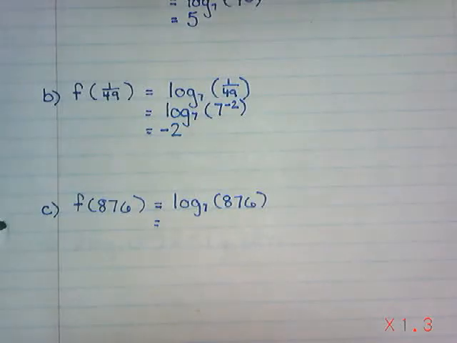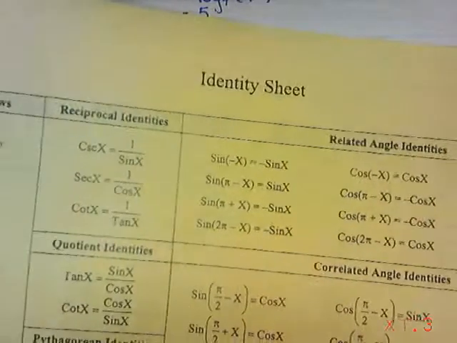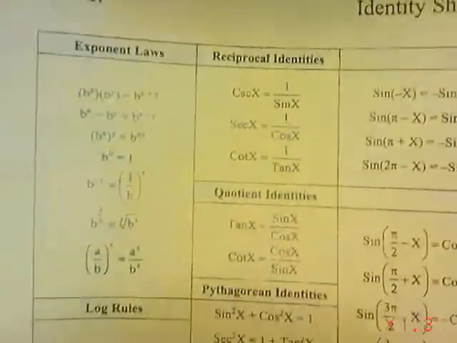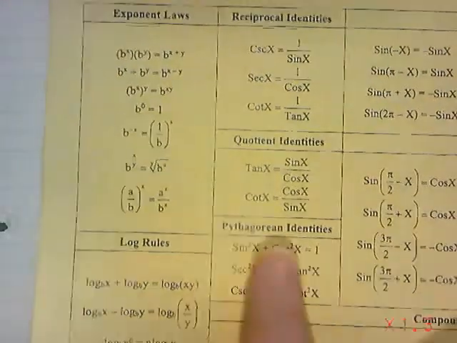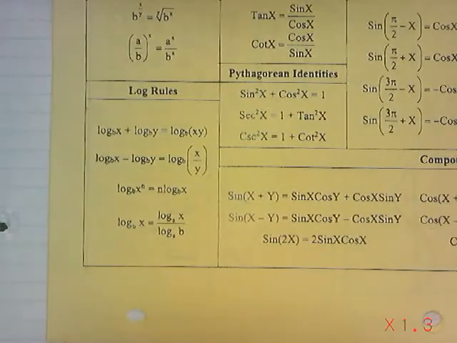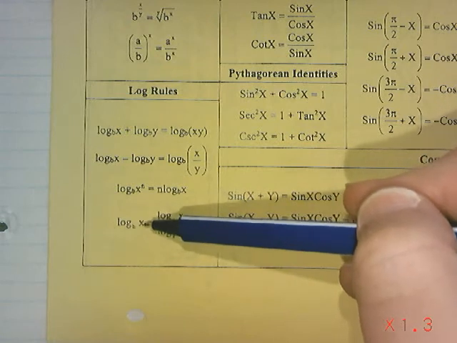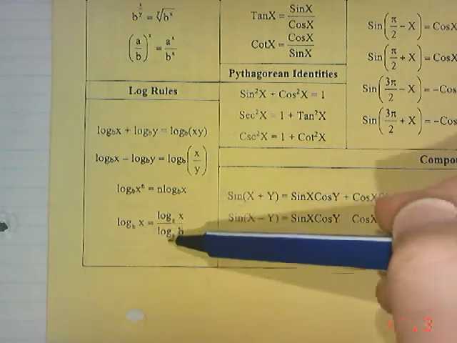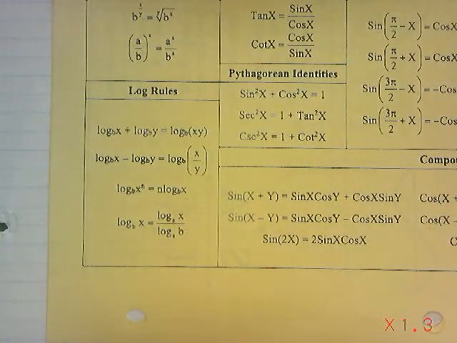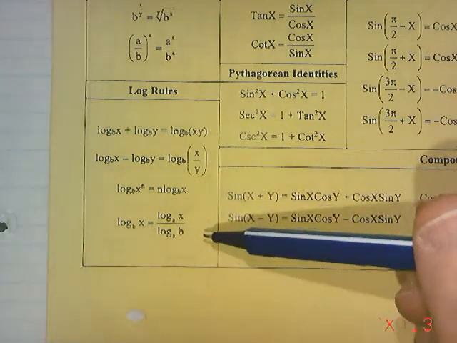I could guess and check, but I would rather just calculate. In order to do that, I am going to use the change of base formula. In our yellow package on a different page, we have an identity sheet, with a section on exponent laws and a section on log rules. There is a log rule that says log base b of x equals log base a of x over log base a of b, which is a change of base formula. If I want to change the base from one to another, this is the formula I would use.